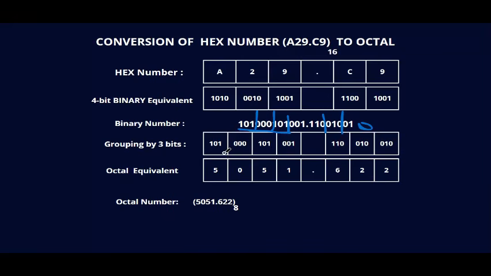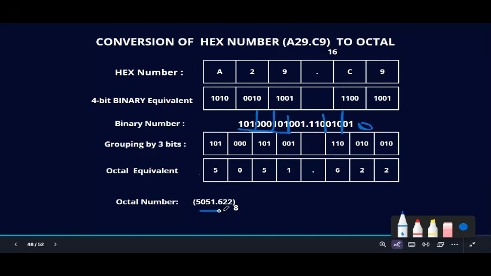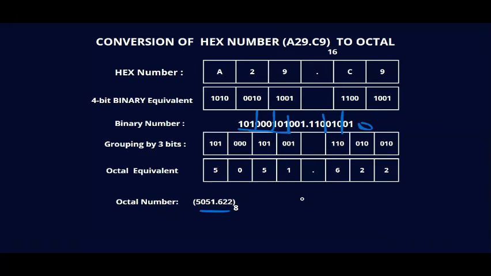Next, we replace these 3 bits by their octal equivalents. That is 101 is 5, 000 is 0, 101 is again 5, 001 is 1, and 110 is 6, 010 is 2, and here also it is 2. And reading this number from the left, we have 5051.622, and this is the octal equivalent.